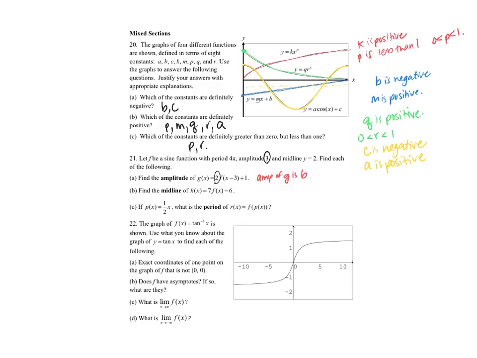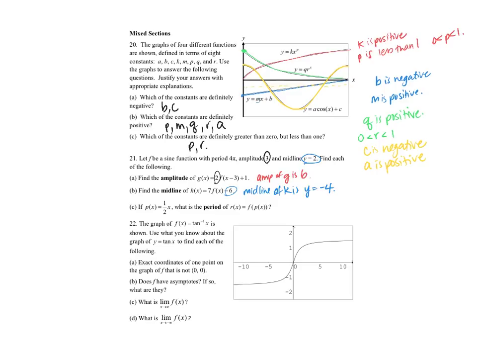Okay. And then the midline of f was 2, and then you're going to be subtracting 6 off of that. So the midline was 2, and then I'm going to go down 6. So the midline of k is y equals -4. So f had a midline of 2, and then I'm going to shift that down 6 units. So the new midline will be -4.